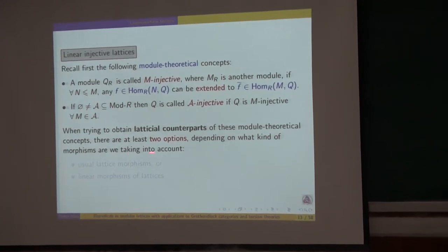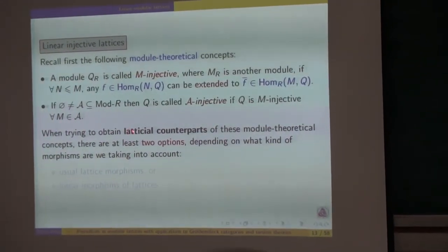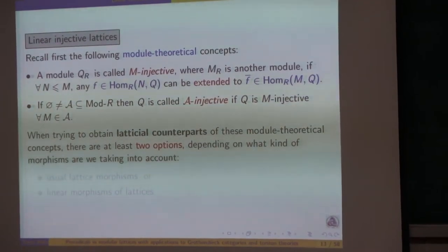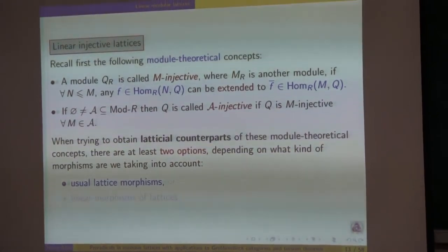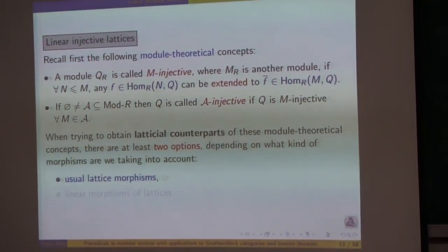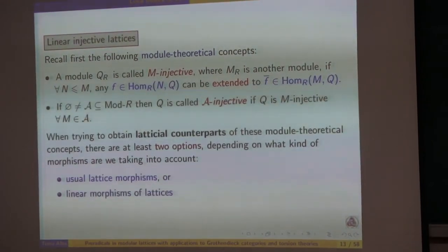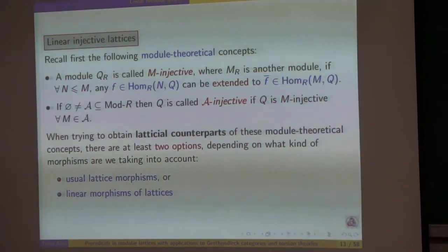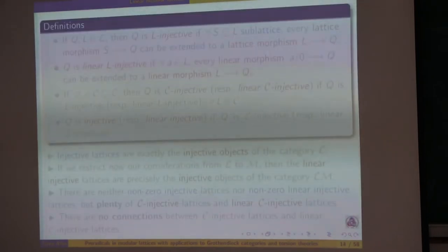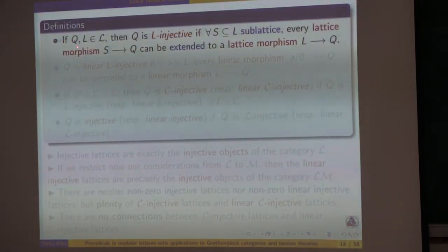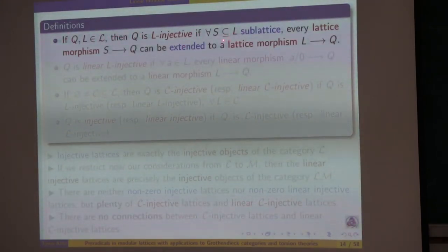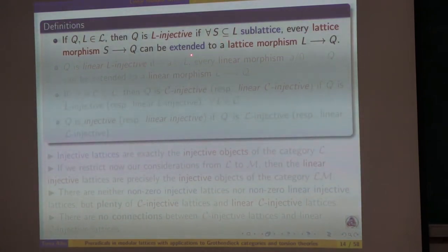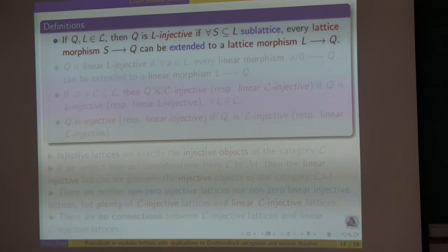Yes. These are two options to define the lattice counterpart. What kind of morphisms were taken into account? The usual lattice morphisms, which commute with join and meet, or linear morphisms of lattices. And so we have actually two different notions. If we have these two lattices, then Q is called injective relative to this one if, for any sublattice, every lattice morphism can be extended to a lattice morphism. This is as you have in any category. You have the concept of an injective.